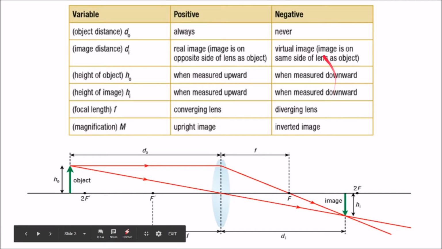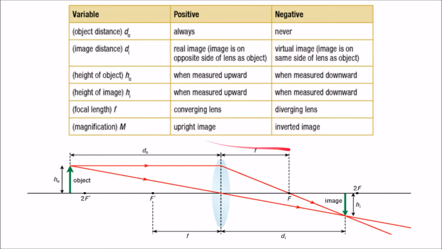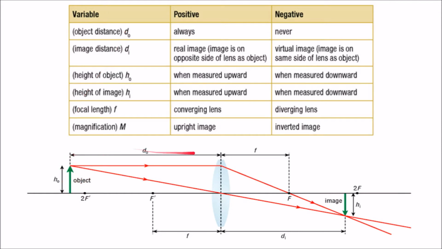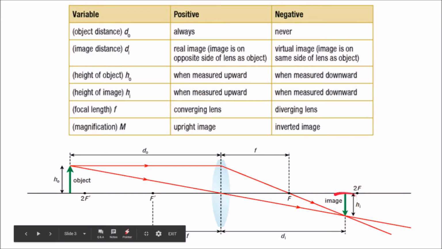So on your page you should have a list of these variables. So what I'd like you to do is just to pause the video and fill in these different variables. The first one is distance of the object. So if I have my object here, the distance of the object is the distance from the object to the lens. It is always positive. We never have a negative object distance. Our image, on the other hand, can be either positive or negative depending on where it's located. So if we have a real image which shows up over here, our distance will be positive, and if we have a virtual image that shows up over here, our image distance is negative.